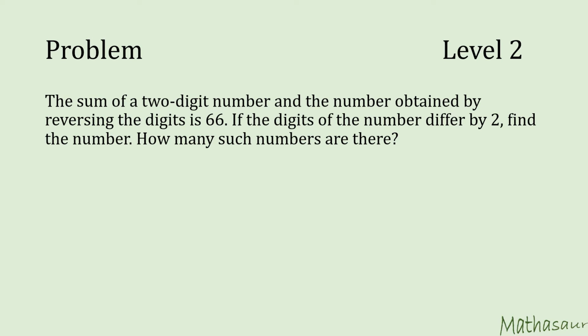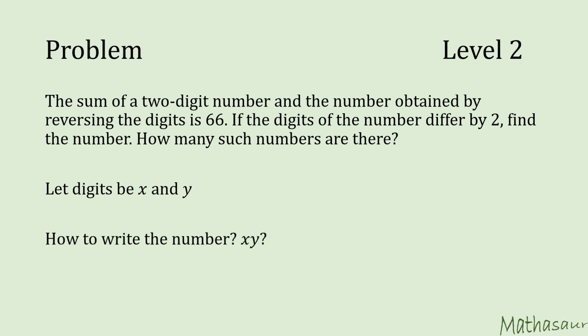The sum of a two-digit number and the number obtained by reversing the digits is 66. If the digits of the number differ by 2, find the number. How many such numbers are there? Since it is a two-digit number, let us call the digits x and y. Now, how do we represent the number? Do we just write xy? Well, that would be wrong, because simply writing xy represents multiplication between x and y.